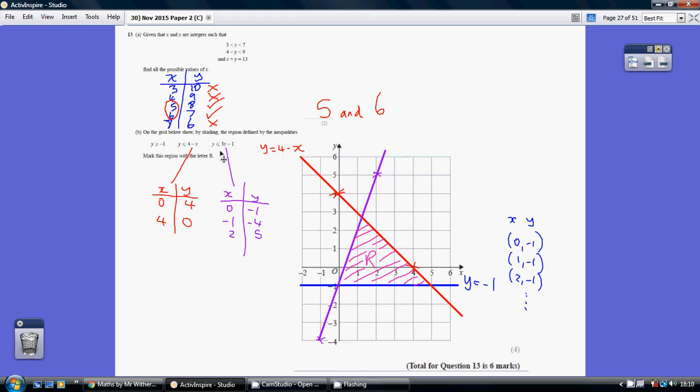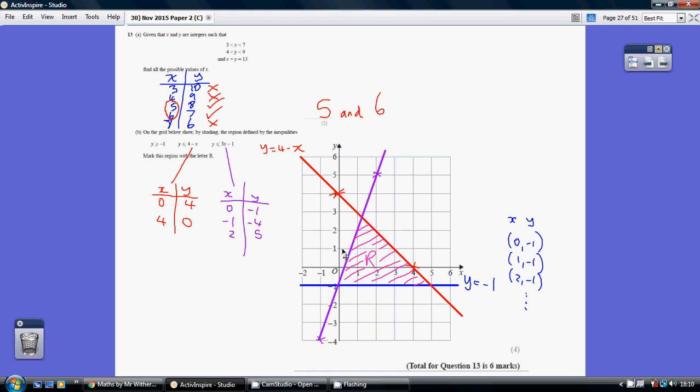And similarly here, I've just created 2 or 3 points from scratch. So let's go for some nice easy x's, 0, minus 1 and 2, say. When x is 0, y is minus 1. When x is minus 1, y is minus 4. And when x is 2, y is 5. So 3 points. 0, minus 1, 1, 2, 3. So that's the purple line.